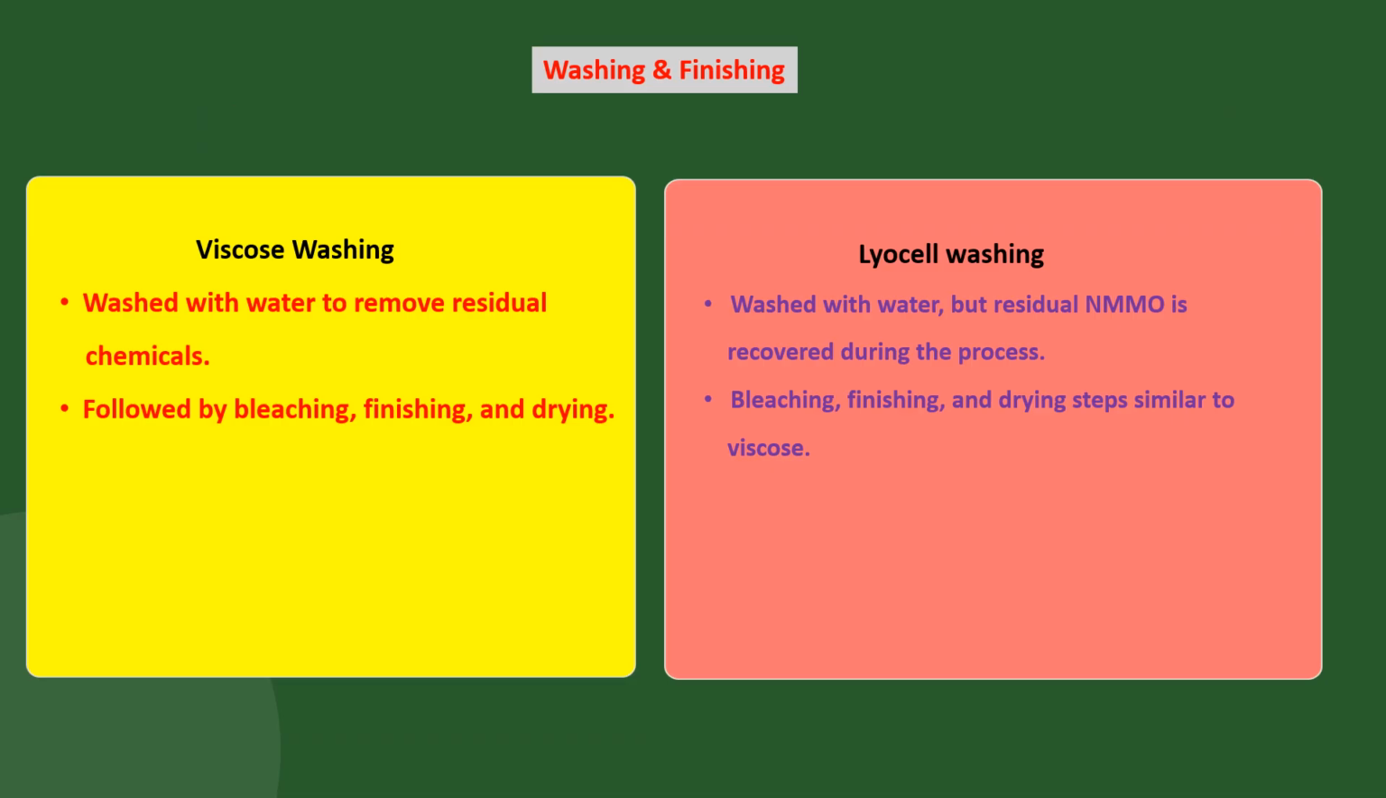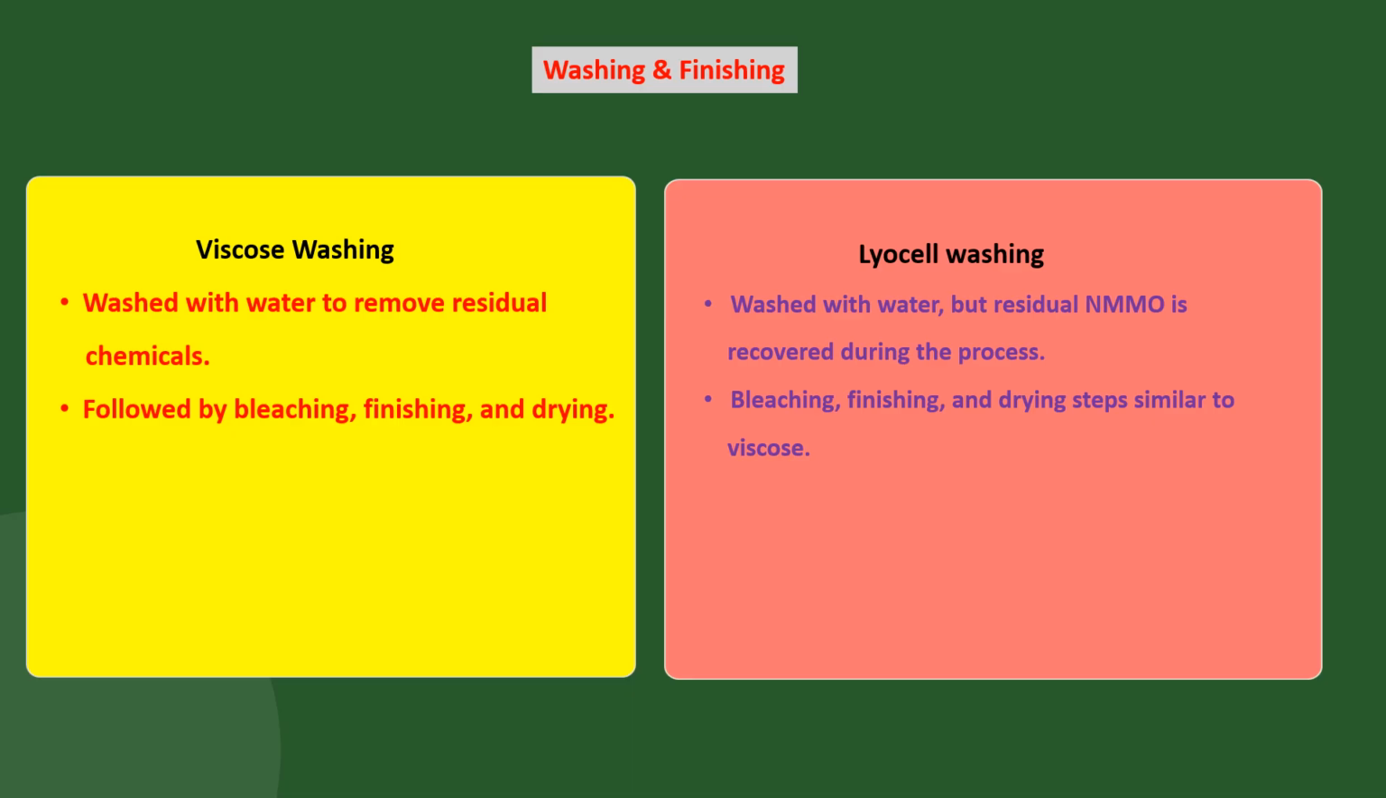After spinning, both viscose and lyocell fibers undergo washing and finishing operations to achieve the desired quality. In the viscose process, the fibers are thoroughly washed with water to remove residual chemicals remaining from regeneration. The fibers then pass through bleaching, finishing, and drying stages.